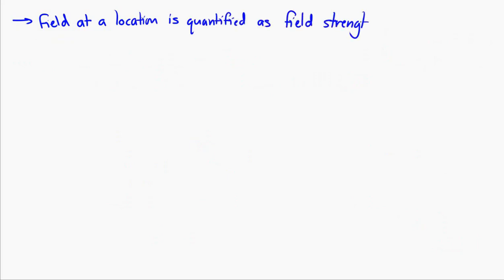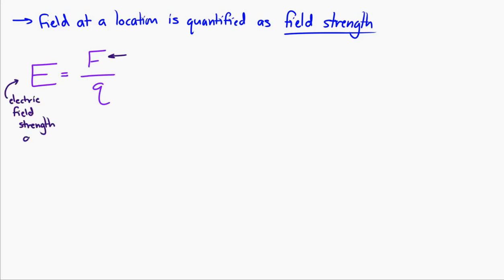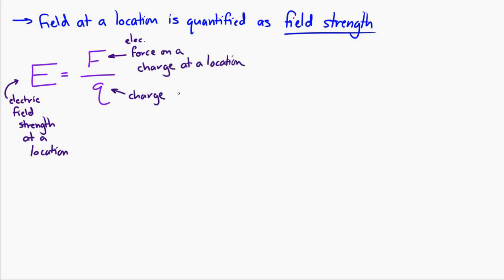Now, the field at a location is quantified by something called field strength. Electric field strength is defined this way: E is equal to F over Q, where F is the amount of electric force on an object, and Q is the amount of charge at that location. Then E gives us the electric field strength at that location.